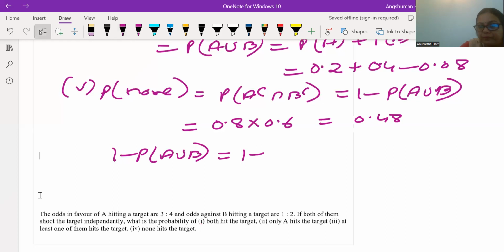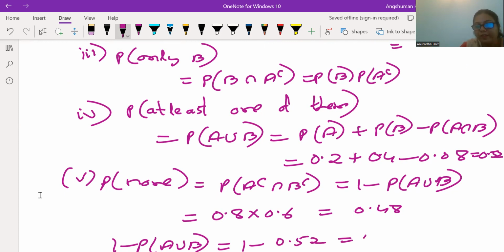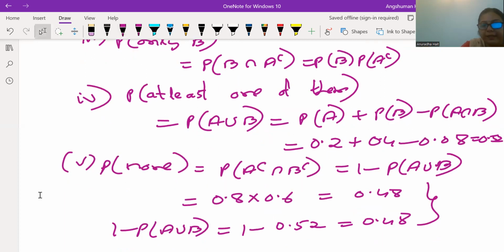So this value, let me check the value. 0.2 plus 0.4 minus 0.08, right? So probability of A union B, what do you get? 0.2 plus 0.4 minus 0.08, that is 0.52. This value, if I write here 0.52, so 1 minus 0.52 is nothing but 0.48. So both ways you obviously get the same answer. So applying the addition and multiplication law, we solved this problem.